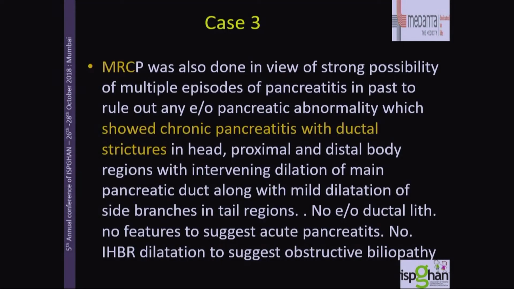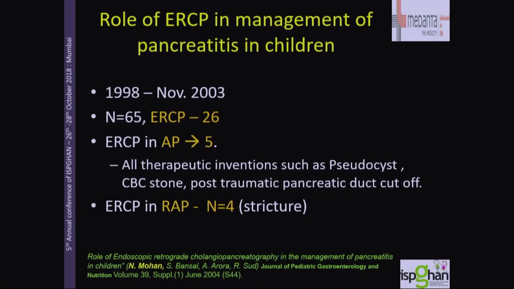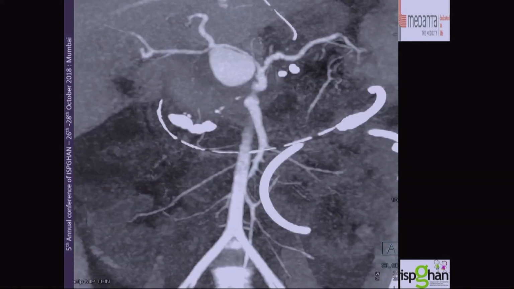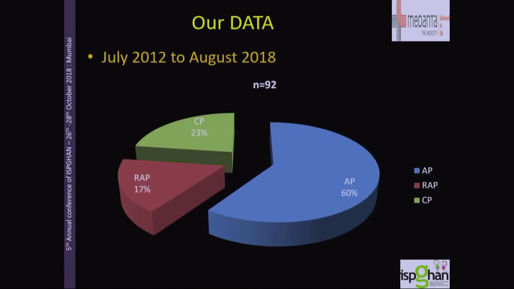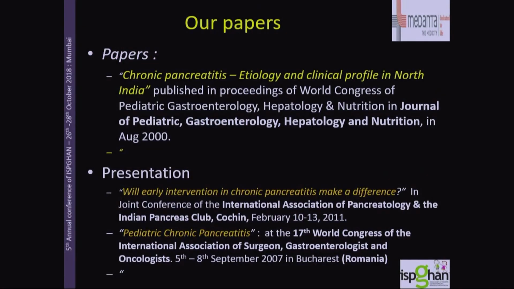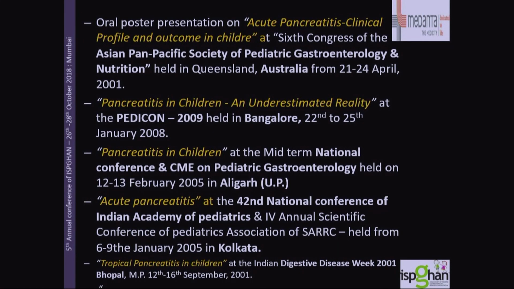So you should do MRCP, because MRCP highlighted ductal strictures for which a stent was put across to relieve the pain. So we presented our data on ERCP in the World Congress earlier. Aneurysms, a large one, like 2 centimeters plus, can happen sometimes, and you can put a stent across, as you can see, and tackle that aneurysm with interventional radiology. In our data over the last 6 years, we again showed that 17% were recurrent pancreatitis. We presented a lot of papers on pancreatitis, as you can see, on ERCP, in the last 2 years.